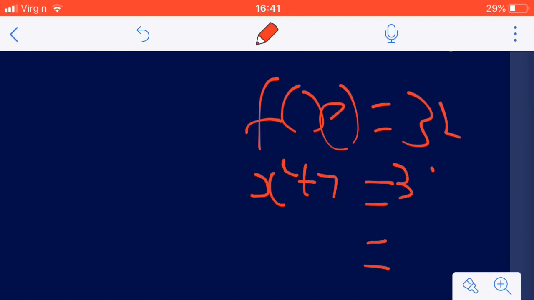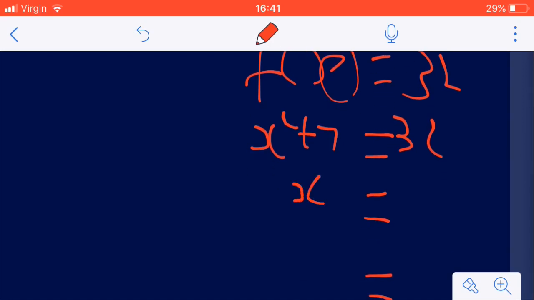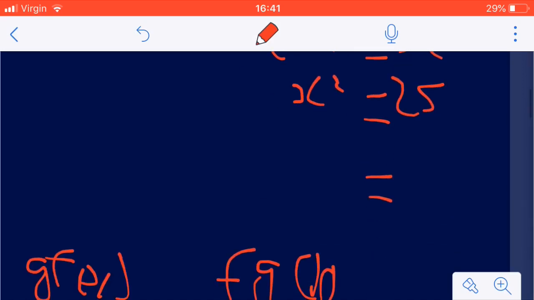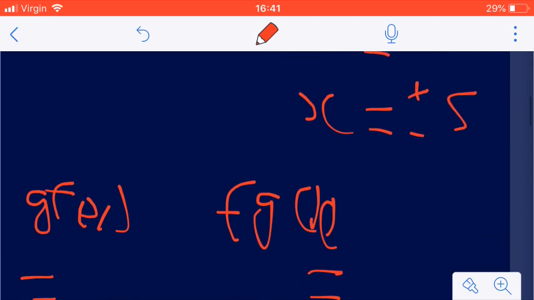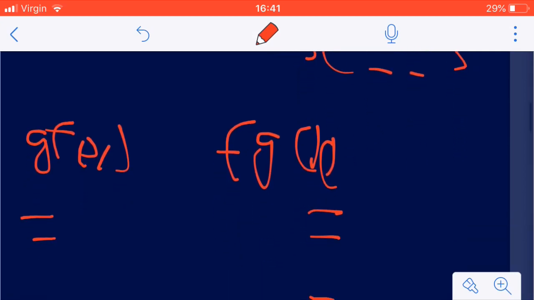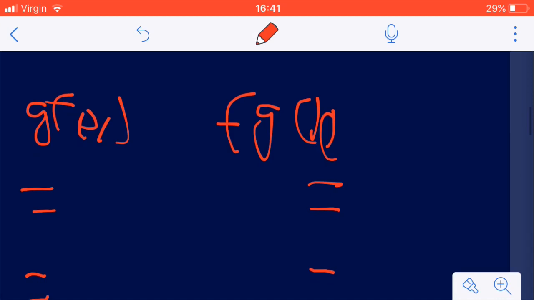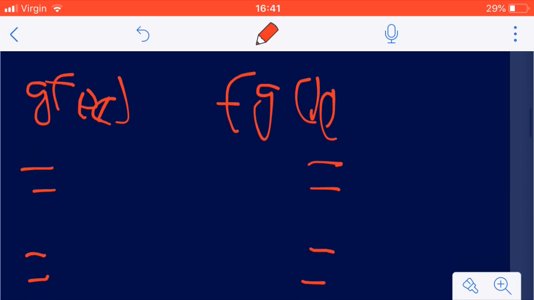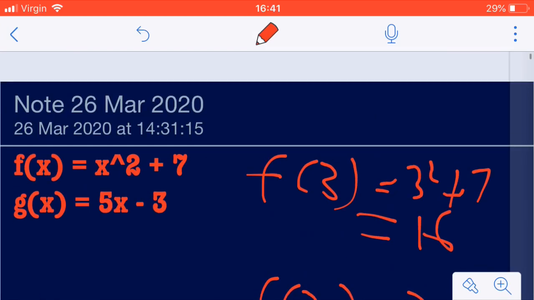But then if we go the other way around, if f of x equals 32, well, f of x is x squared plus 7, which equals 32. Subtract the 7, x squared equals 25, which means x is plus or minus 5, because minus 5 squared is 25 as well. Okay, so let's look at two interesting ones here, g of f of x and f of g of x.